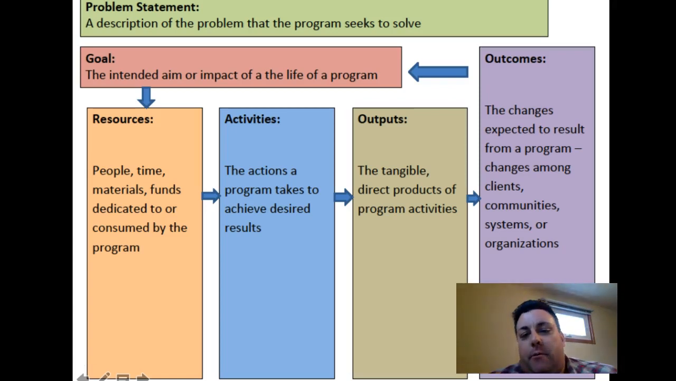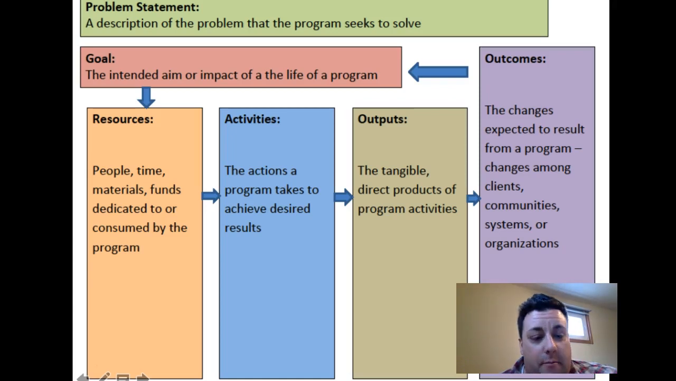Outputs then are the tangible, direct products of program activities. So again, in the context of a program that distributed food, the way to think about outputs would be to ask yourself, what is the consequence or what's the product of simply distributing food? And that's that people now have food to eat, to cook with, to be able to feed others with. And then that in turn impacts an outcome, which is a reduction in hunger in this particular case. But the outcomes broadly are the changes expected from a program, and often those changes occur among a group of clients or a community, or something of that nature. So in this case, the outcome would be a reduction in hunger and maybe a simultaneous increase in well-being or something like that.